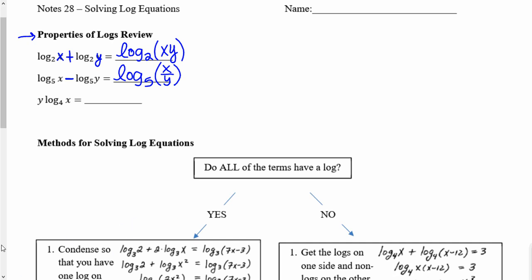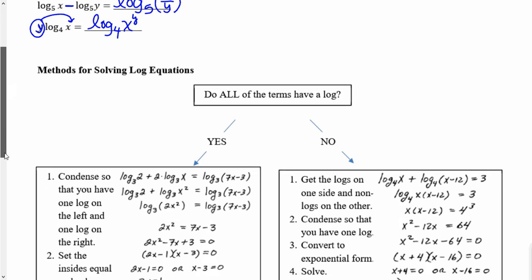their exponents. Also, when I take a power to a power, I multiply exponents. So if I have a number multiplied by a logarithm, I can bring that up and turn it into an exponent. All right, I need to use those properties in order to condense logarithms when I'm solving equations so that I have fewer logs in the problems I'm dealing with.